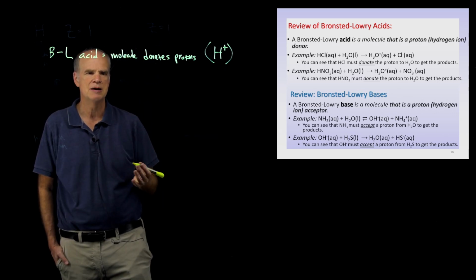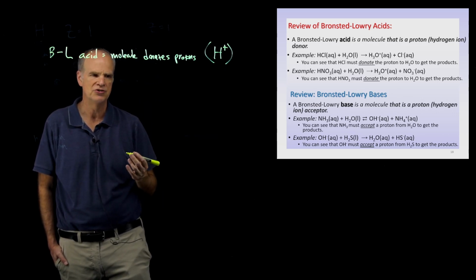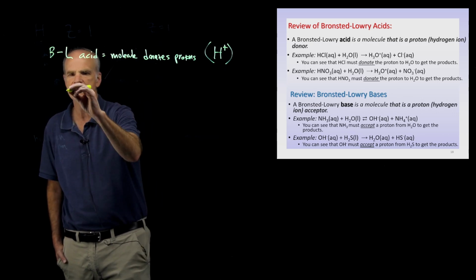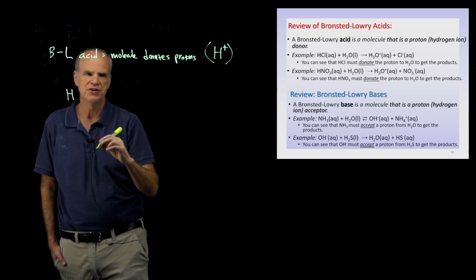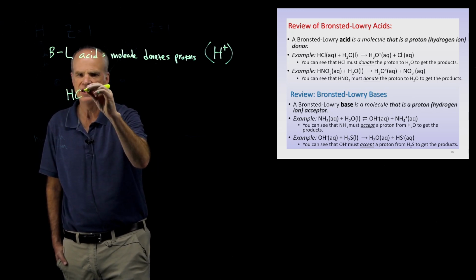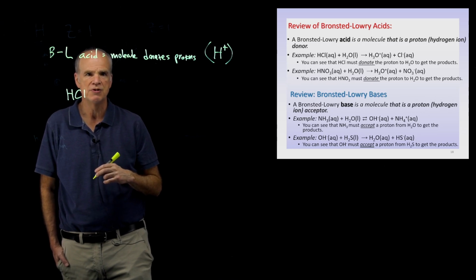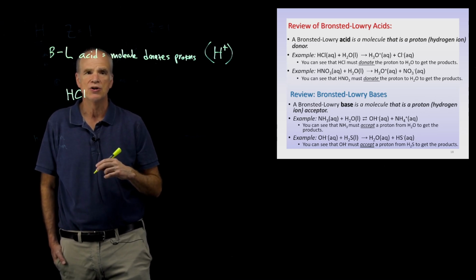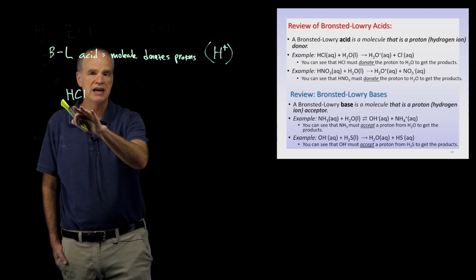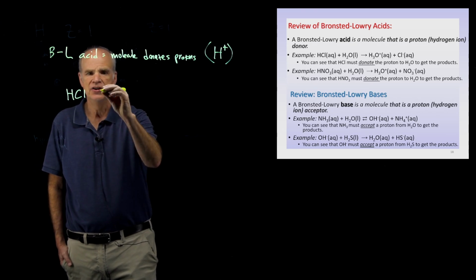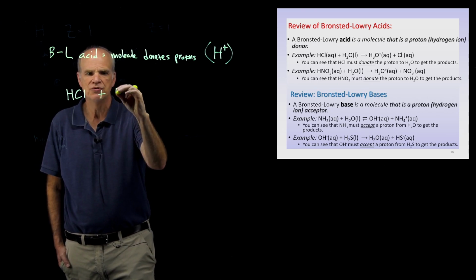Let me give you an example of a molecule that's a Bronsted-Lowry acid. That would be hydrochloric acid, and we write HCl like this. To create hydrochloric acid, we would bubble hydrogen chloride gas into water, and that creates hydrochloric acid. And this will react with water.